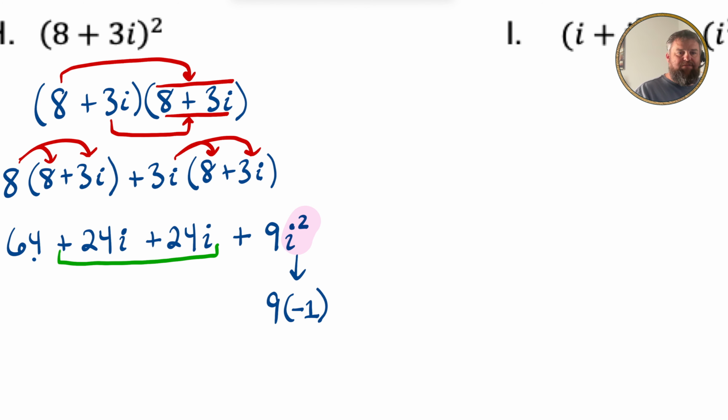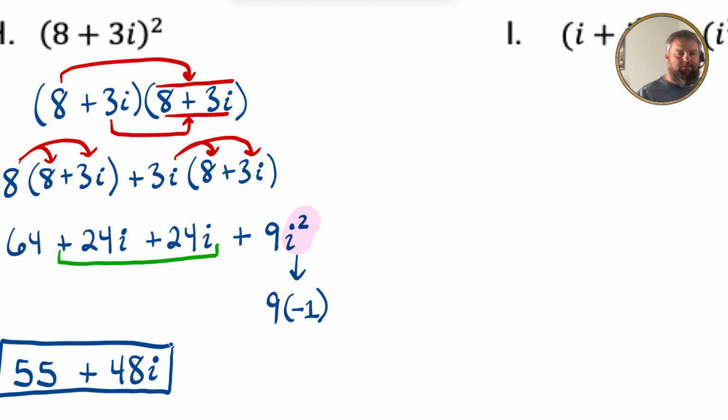So we're going to have 64 minus 9. So that means we have 64 minus 9 is going to be 55. And then 24i plus 24i makes it 48i. How exciting. So that is the final answer for question H.